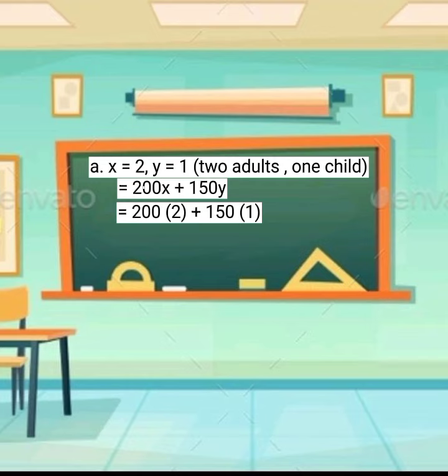Then proceed to multiplication. We will now simplify 200 multiplied by 2. It will give us 400 plus 150 multiplied by 1. It will give us 150. Then proceed to addition. 400 plus 150 will give us the sum 550 pesos. Therefore, the amount for the movie ticket for 2 adults and 1 child is 550 pesos.